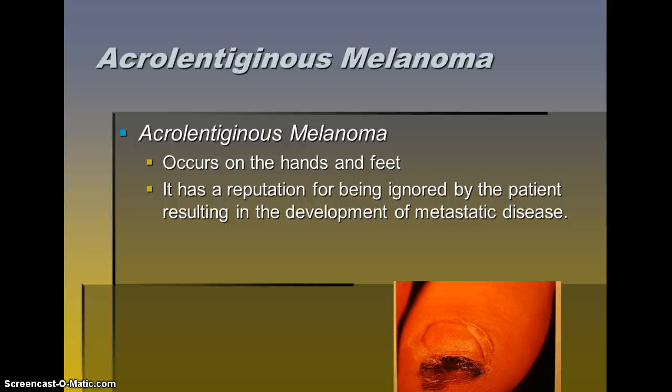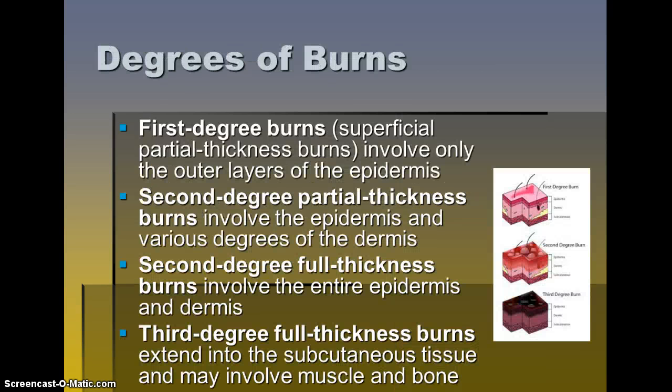Acral lentiginous melanoma often occurs on the hands and feet. Right? It has a reputation for being ignored. It often isn't painful, it's just ugly, so people tend to not want to deal with it. They might think it's from stubbing their toe, or especially if they're diabetic or having a problem with that. Right? But the issue is that it spreads very quickly to metastatic disease. So if we see it, we need to be sure that we're moving fast to try and treat it.